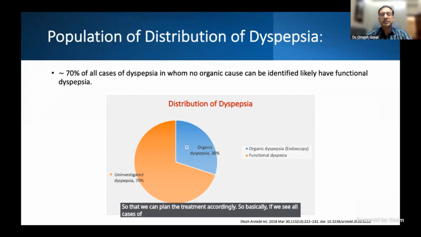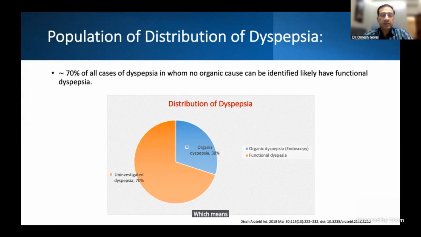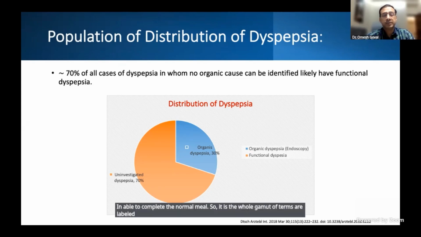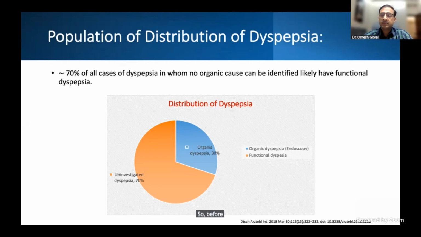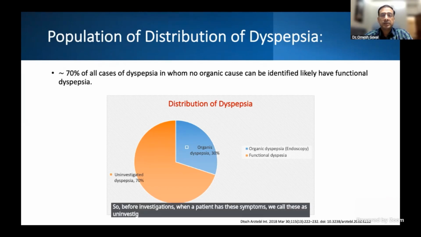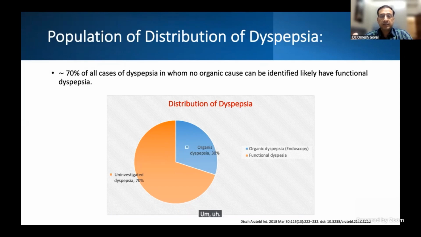Dyspepsia actually is a general term which means any problem relating to the upper abdomen, like discomfort, pain, burning sensation, or early satiety, feeling of fullness after meals, inability to complete the normal meal. So this whole gamut of terms is labeled as dyspepsia. Before investigations, when a patient has these symptoms, we call this uninvestigated dyspepsia because it has not been investigated properly, so we can label this first.